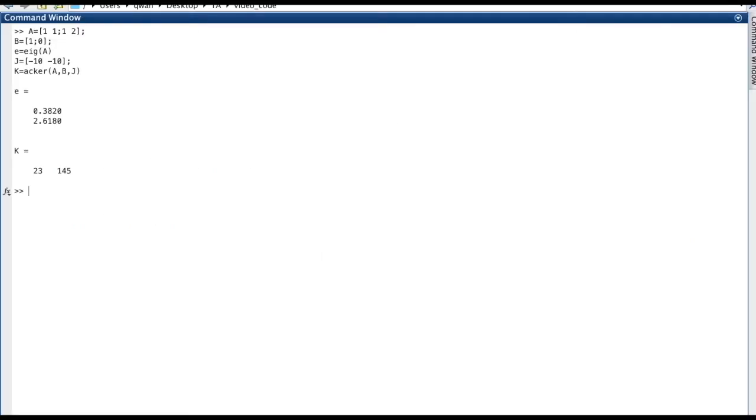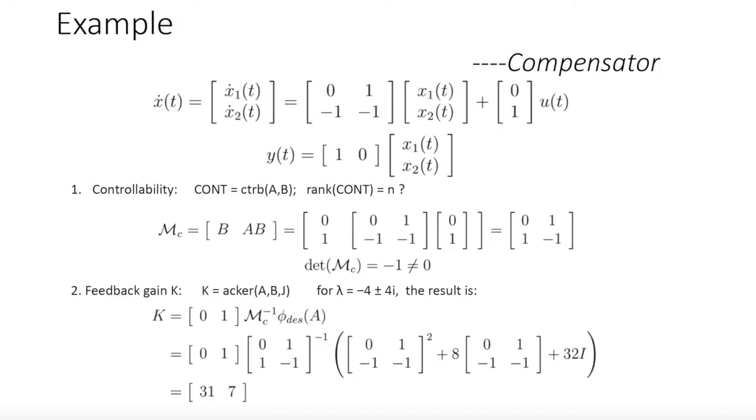Here you can see that for the 2 by 2 matrix, the desired poles of the closed loop system can be found as, and 145. You can see that the eigenvalues of the system have positive values, which verifies that the system is not stable, but using this state feedback control, you can stabilize the system and put the poles at minus 10 and minus 10.